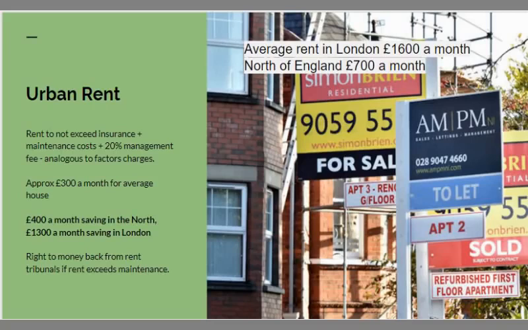Now, since the average rent in London is £1,600 a month, and the average rent even in the north of England is £700 a month, it's clear that non-exploitative rents would mean a saving of £400 a month to the average private rented household in the north of England and £1,300 a month to the average renting household in the south of England. Again, this would give very, very concrete reasons for people to vote for the end of exploitation.